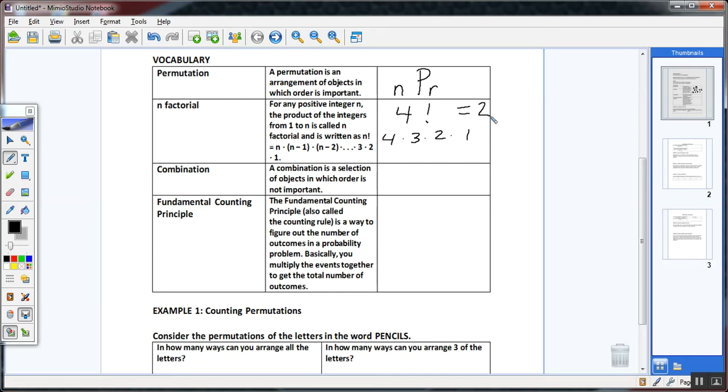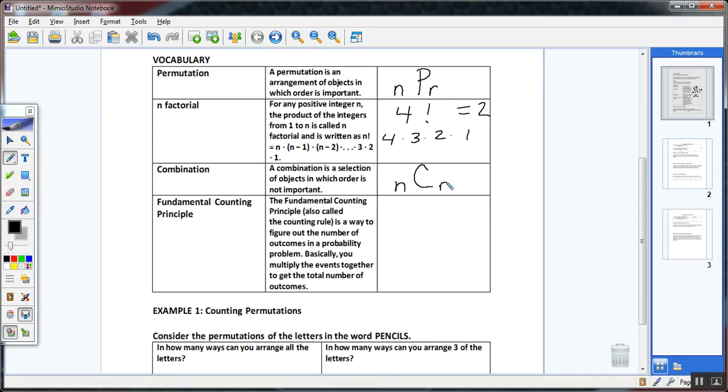So you're going to hear me talk a lot about the difference between permutations and combinations, all right? Combinations you're going to see written as n, capital C, and an r, and I'll talk about what that means. And then finally, kids, fundamental counting principle. The fundamental counting principle, also called the counting rule, is a way to figure out the number of outcomes in a probability problem. It says basically you do what? Multiply the events together to get the total number of outcomes. We've talked about that already, okay?